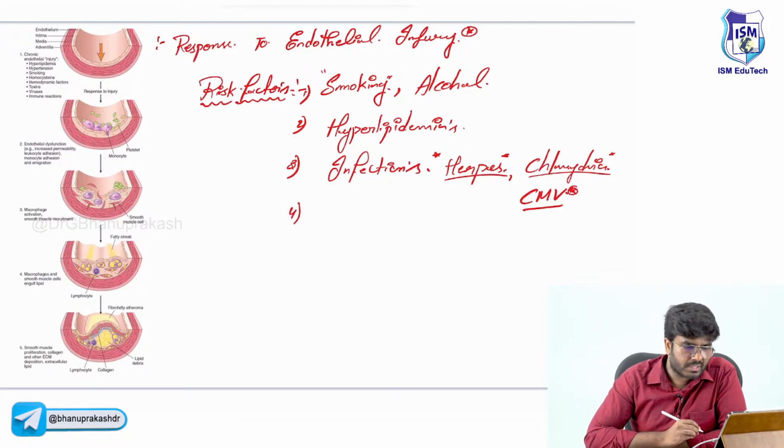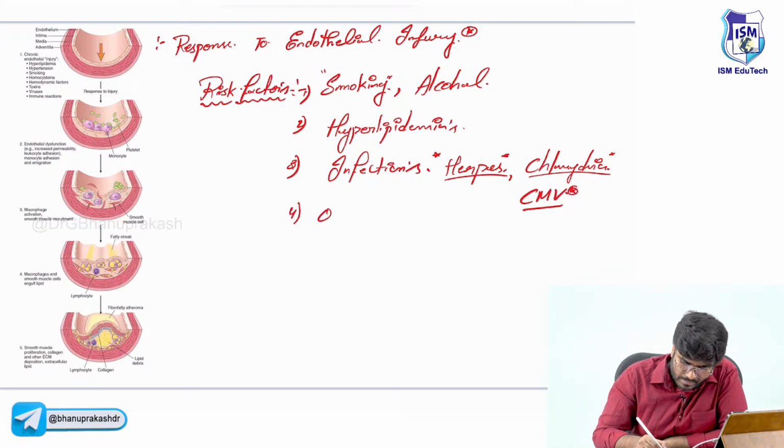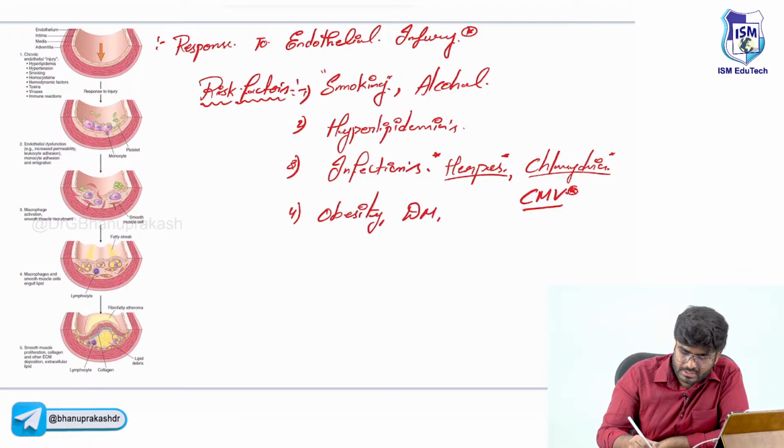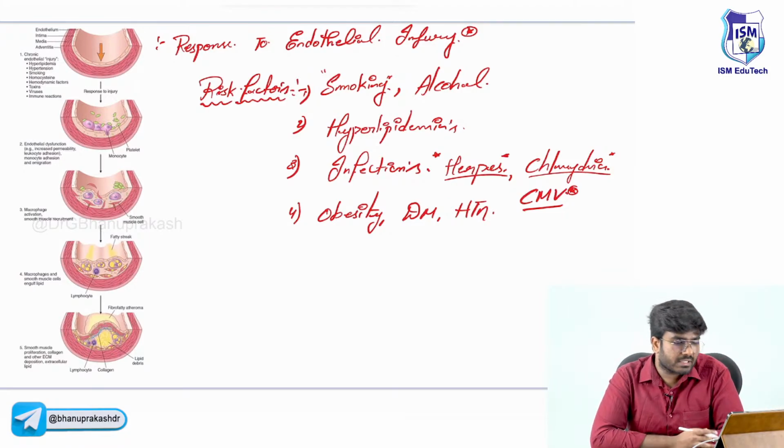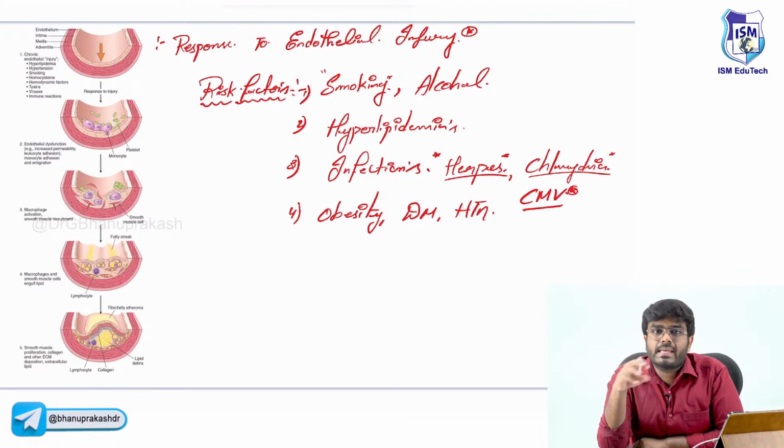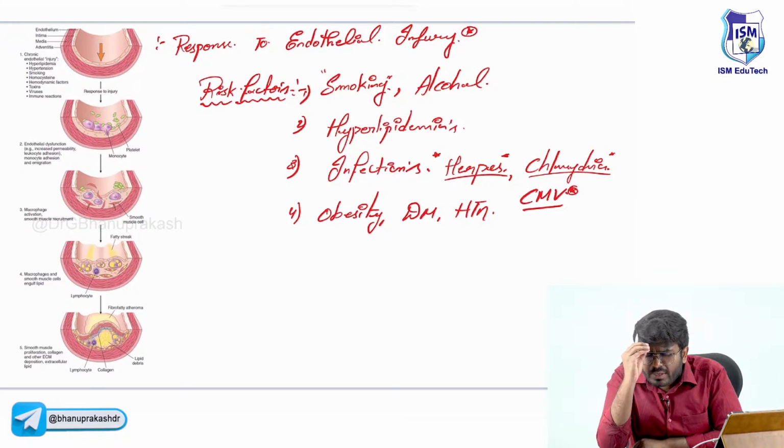Next, those persons who are having obesity, diabetes mellitus and hypertension. So all these are the risk factors, sir. Smoking, alcoholism, hyperlipidemias, infections, having obesity, diabetes, hypertension. See, in all these cases, whatever I have shown you here, at the end of the day, there will be continuous endothelial injury. Endothelial cells are getting injured continuously.